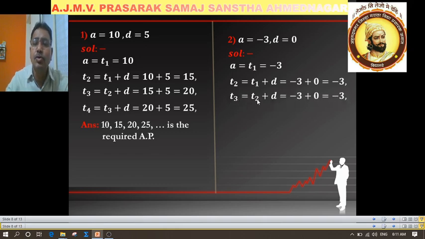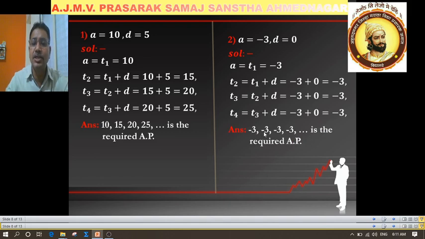Similarly T3 is equal to T2 plus D. Minus 3 plus 0 is equal to minus 3. Also T4 is equal to T3 plus D. Minus 3 plus 0 is equal to minus 3. So answer is minus 3, minus 3, minus 3, minus 3 and so on is the required arithmetic progression. Such arithmetic progression is called constant arithmetic progression, constant sequence.